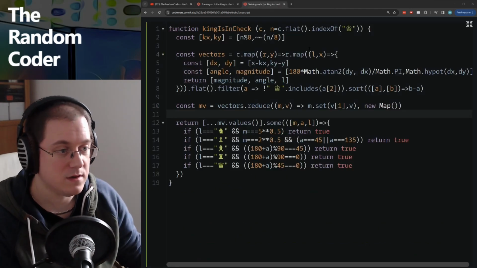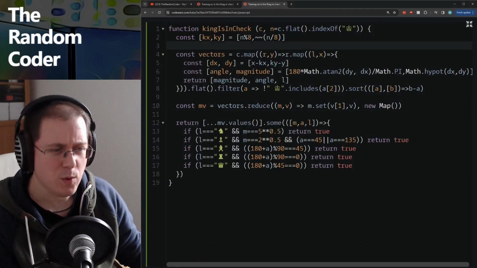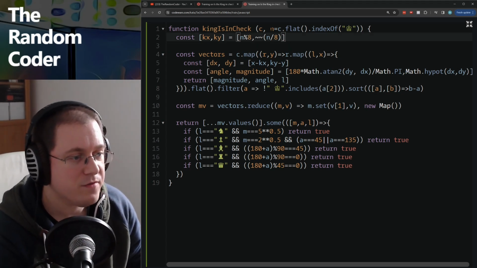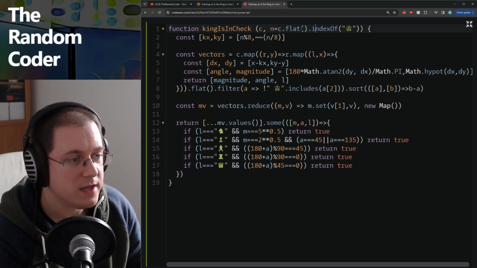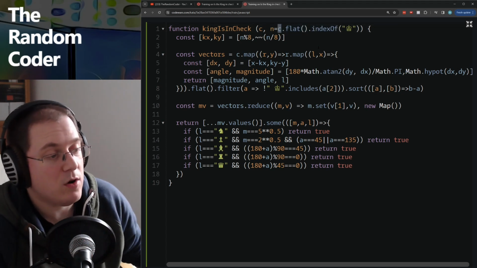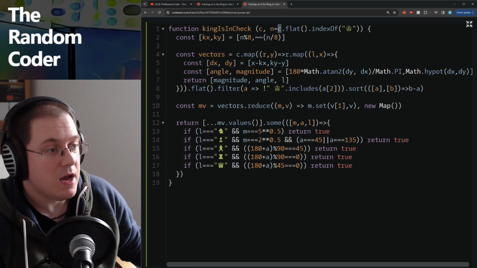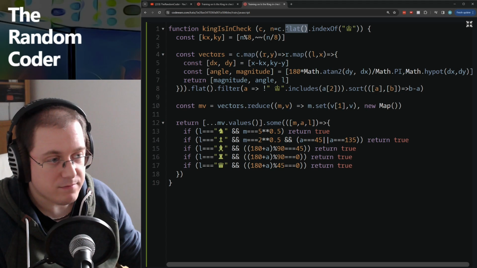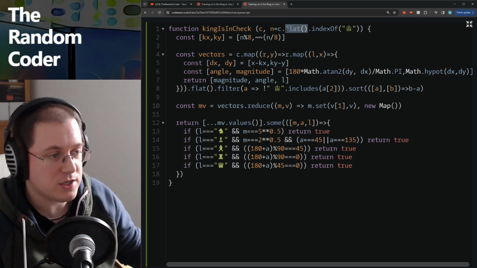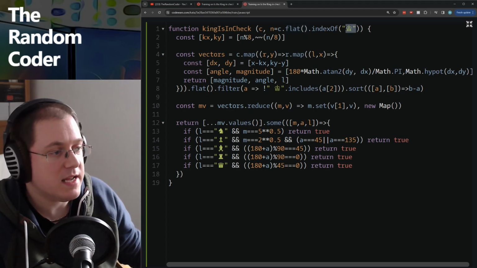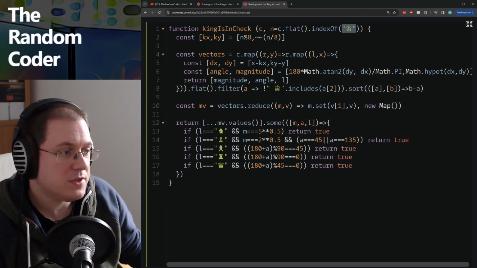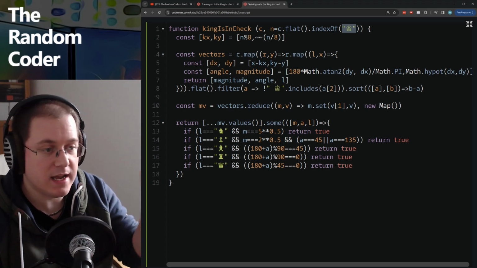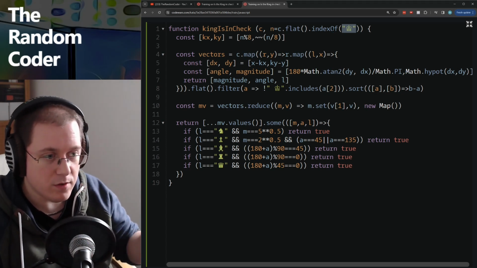So here is the solution. Not quite sure where to start. I suppose let's just start at the top. So the first thing we do is we take the two-dimensional array of pieces, flatten the array so that we've just got it in a long, one-dimensional array, and we just get the index of the king. So that'll come back with some value between 0 and 63, which indicates the position on the board.